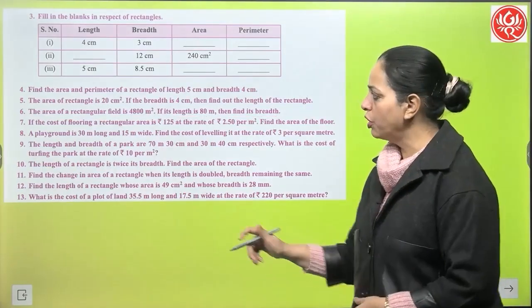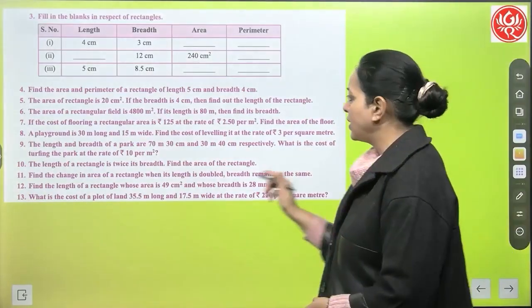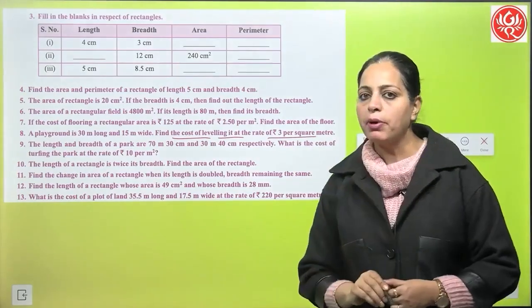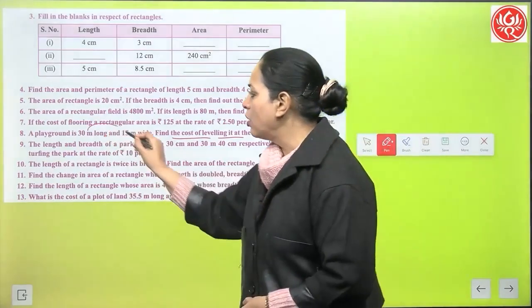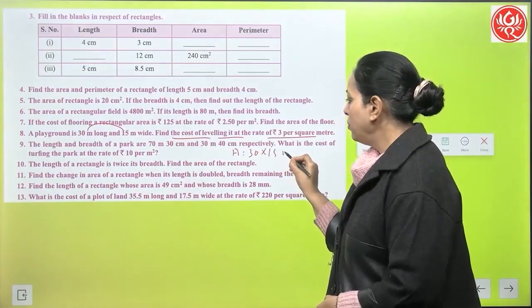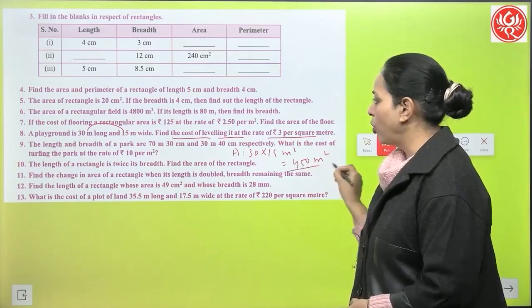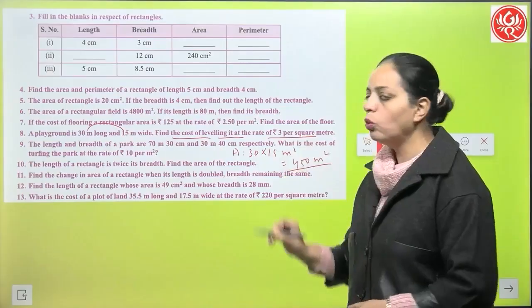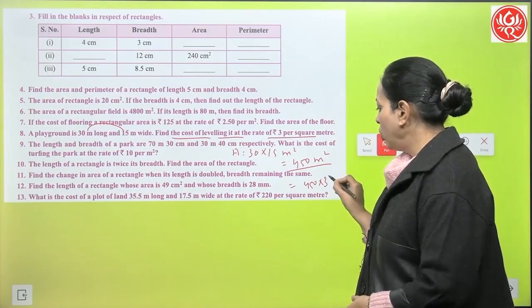Now see 8th question. A playground is 30 meter long and 15 meter wide. Find the cost of leveling it at the rate of rupees 3 per square meter. It means we have to find out its area. So what is area? Area is 30 into 15 meter square means 450 meter square. Okay. Now find the cost means 450 into 3. So that is 450 into 3.